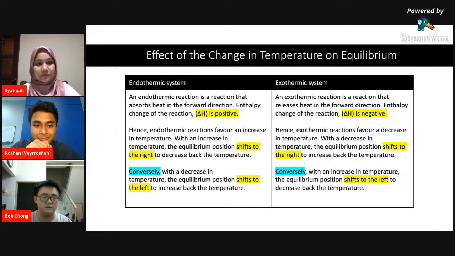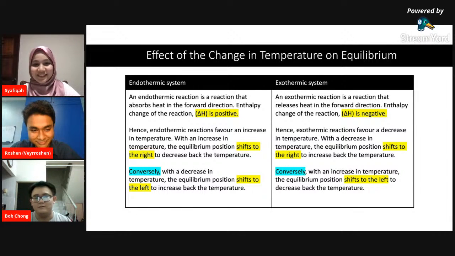Conversely, a decrease in temperature in an endothermic system, it doesn't like. Decrease in temperature, doesn't like. The equilibrium position shifts to the left to increase back the temperature.